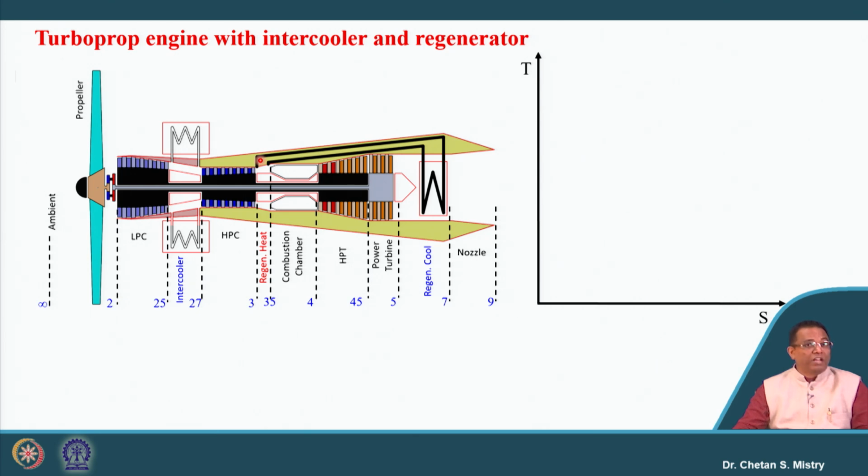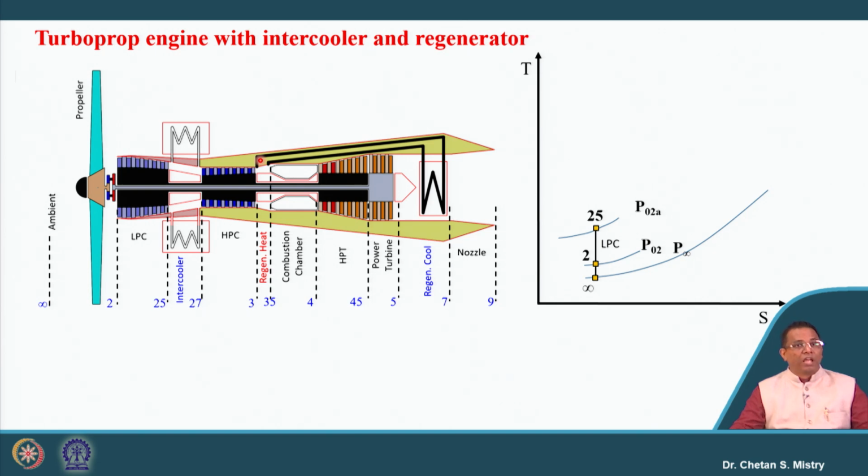Can you quickly plot the TS diagram for this configuration? Let's see how much you have recalled from the previous week, because it was only last week that we discussed this configuration. Let's see what we have. Say we have our inlet condition, this is my intake. Then we are having the LP compressor. The next component is our intercooler. This intercooler will be decreasing the temperature of the air. This decreased temperature and pressure air we again supply to the HP compressor.